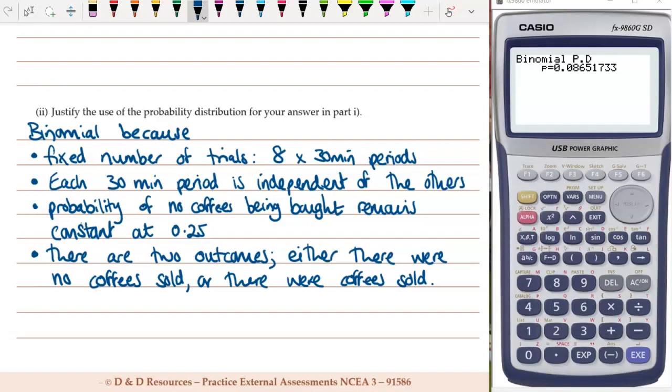And that takes us to the end of this practice external assessment from the D&D Resources.